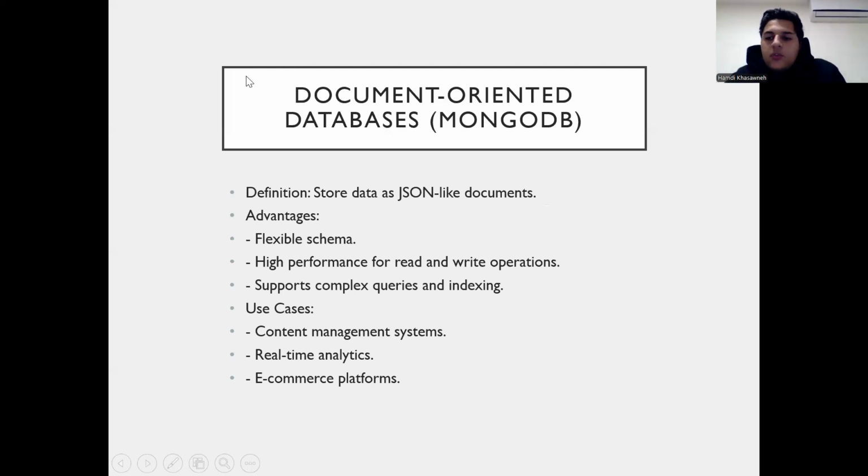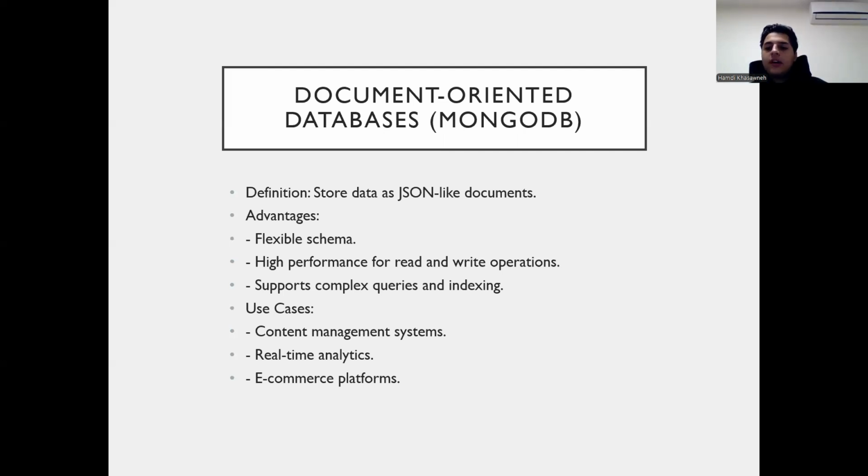Now, let's firstly start with document-oriented databases. The definition: they store data as JSON-like documents, making them highly flexible. MongoDB is one of the most popular document-oriented databases. Each document contains key value pairs, and documents are then grouped into collections. The key advantage of this type of database is its ability to handle diverse data structures without requiring a predefined schema.